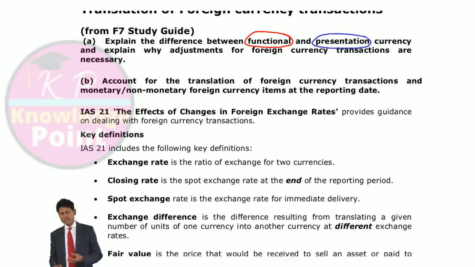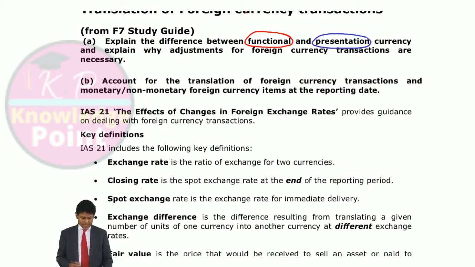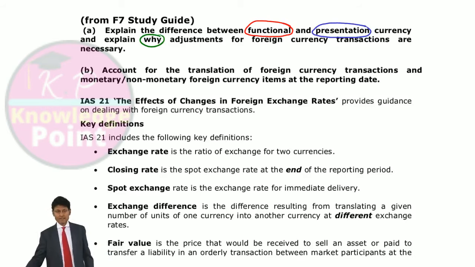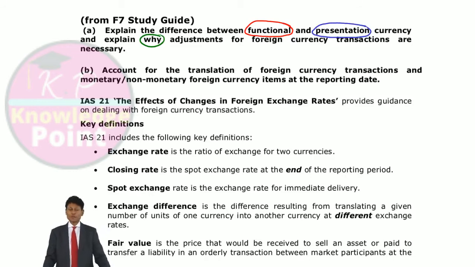Presentation is what you do your financial statements in, should they be different. Explain why adjustments for foreign currency transactions are necessary. So I'll explain how that works. I suppose an easy way of understanding it is if you buy something from me on credit, when the time comes to actually paying me for the goods that you've bought, because the exchange rate has moved between the time of the transaction and the time of settlement, that difference in the exchange rate should be reflected. So if your currency gets stronger, you'll make a profit. If your currency gets weaker, I suppose you'll make a loss, like that.